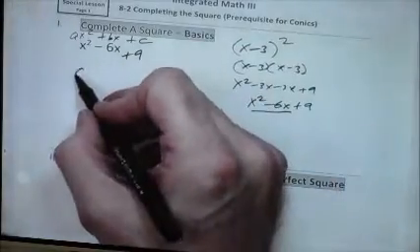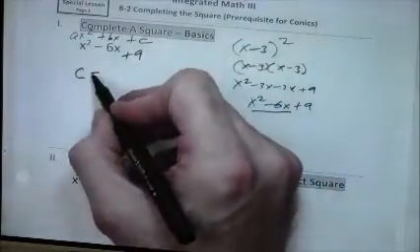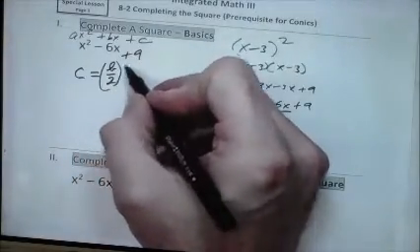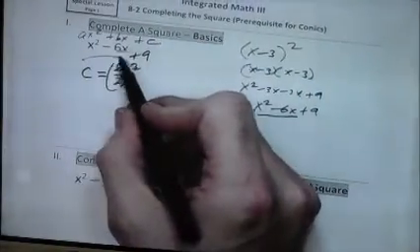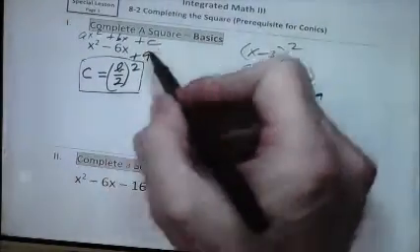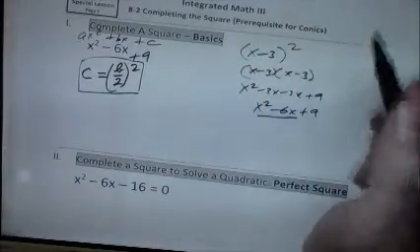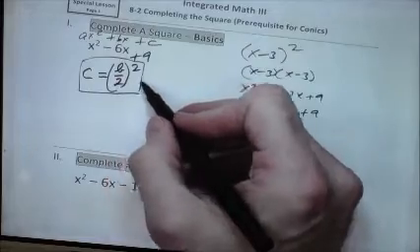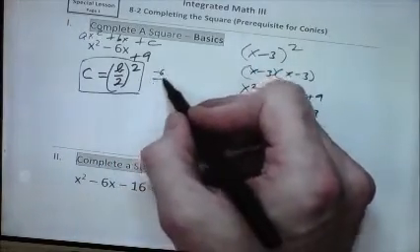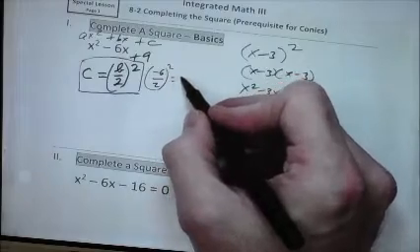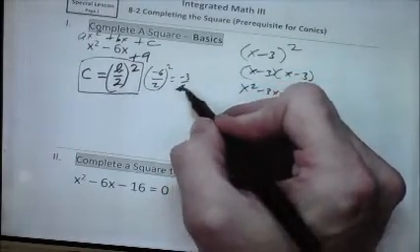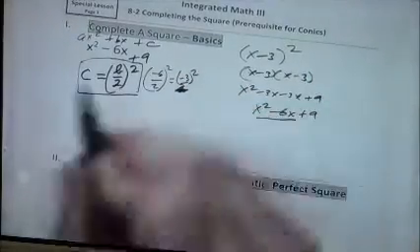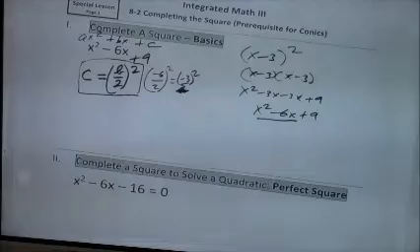Here's how you get it. To figure out what the c is, it's equal to whatever the b is, divided by 2, and then squared. That little formula will give you the number that you need to put here in order to complete the square. So negative 6 over 2 is negative 3, and if you square negative 3, you get a 9. That's how you get the 9.